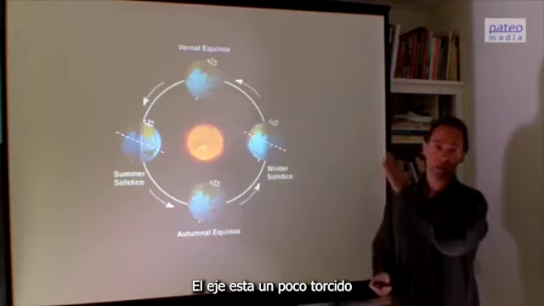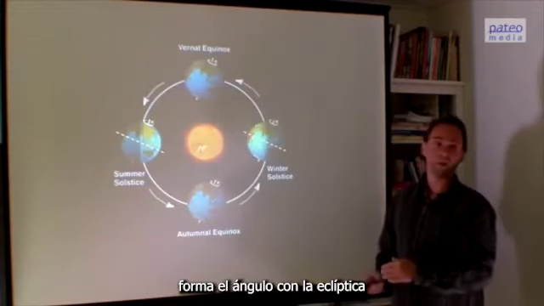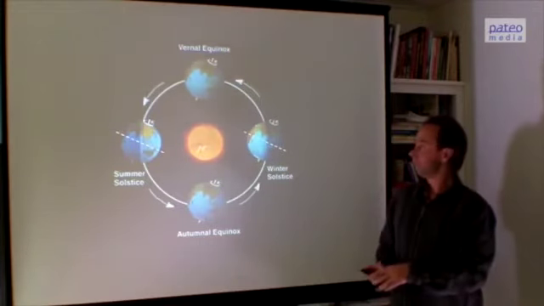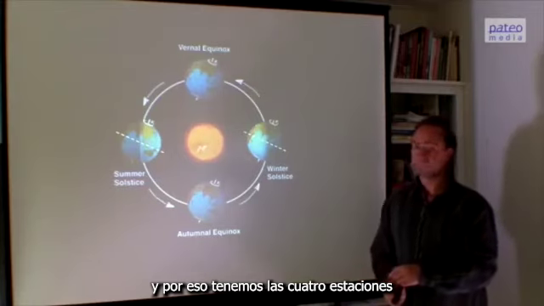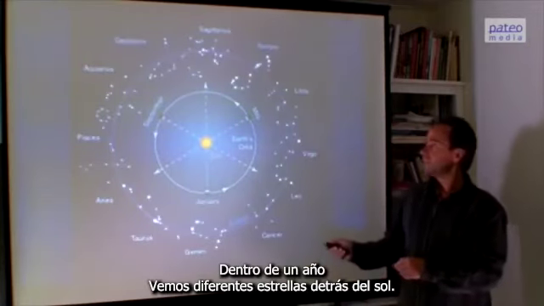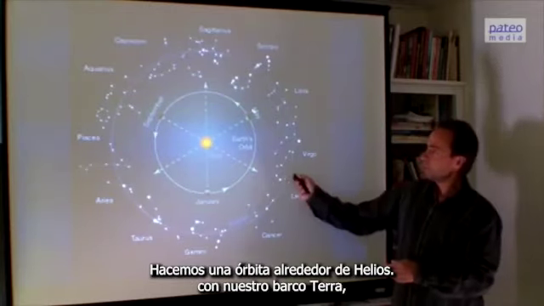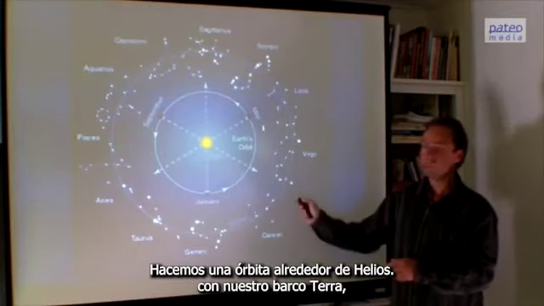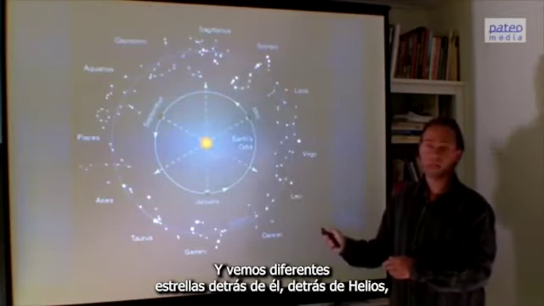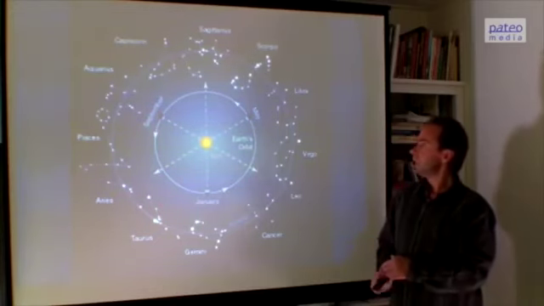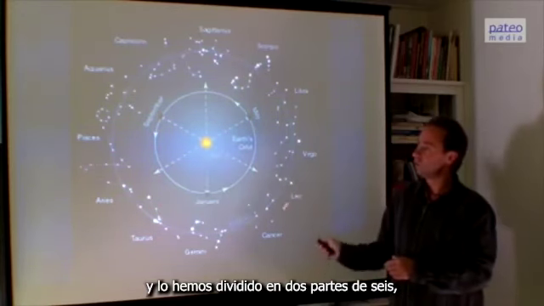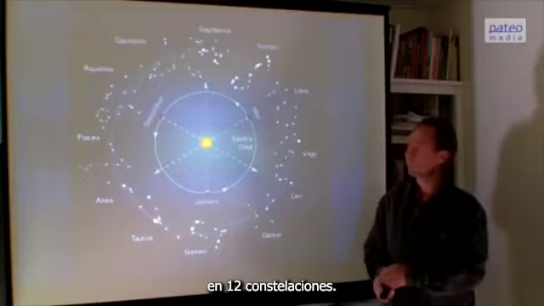The axis makes an angle with the ecliptic, and that's why we have the 4 seasons. In a year's time, we see different stars behind the sun. We make an orbit around Helios with our light ship Terra, and we see different stars behind Helios. And we've divided that into 2 times 6 parts, 12 constellations.